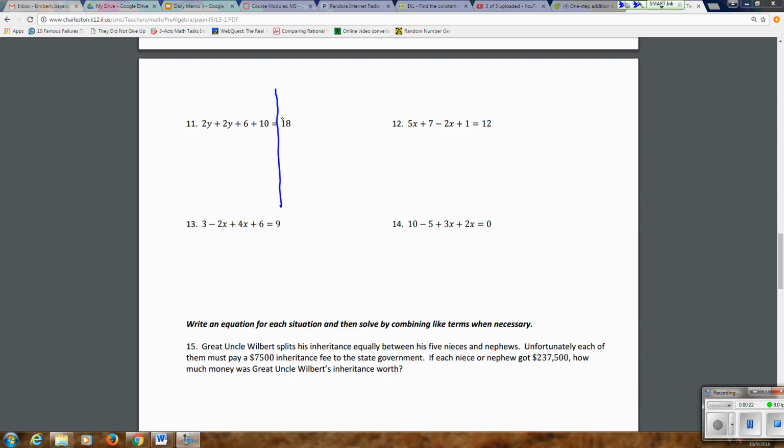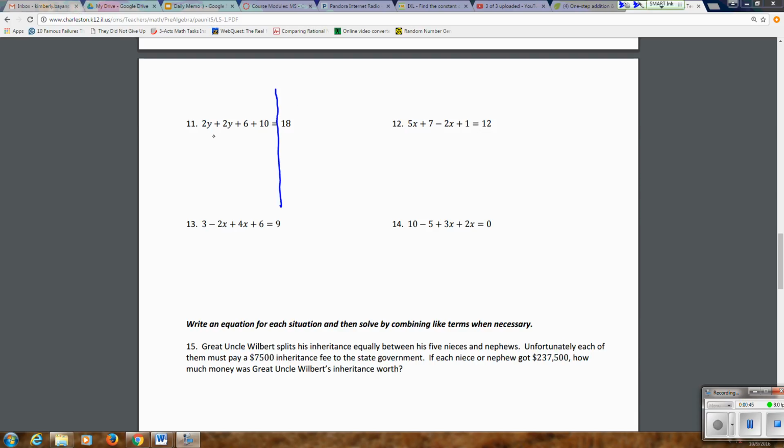So let's kind of refresh our memory about what we got going on. We have 2y plus 2y plus 6 plus 10. So let's break it down into the terms we have. We have a positive 2y and another positive 2y, a positive 6, and a positive 10. And then on this side, we have a positive 18. We don't want to mess with this side at all. We're just going to kind of ignore this side for a second.